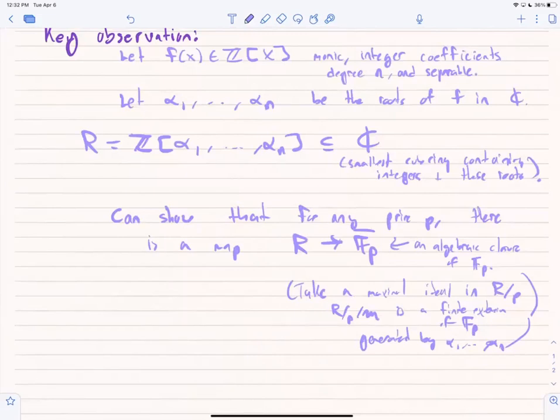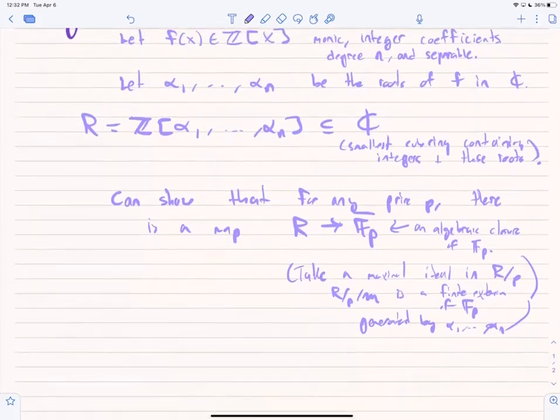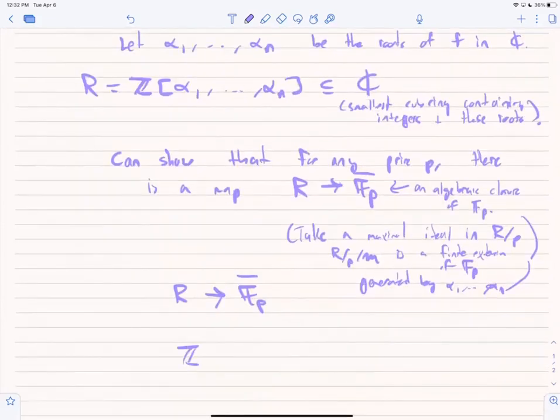So the point is, this gives you a way to extend this map from R to F_P bar, which extends reduction mod P on the integers. There's some ideal up here whose intersection with the integers is P, so this is reduction mod P. Sometimes I write this as Gothic P. So there's some maximal ideal in this ring R, such that when you reduce out that maximal ideal, you get something in F_P bar.